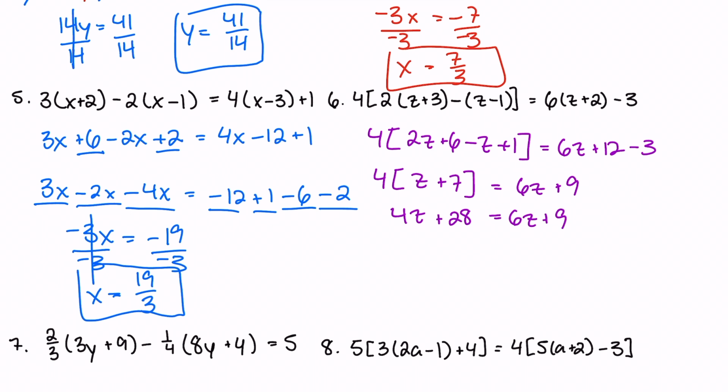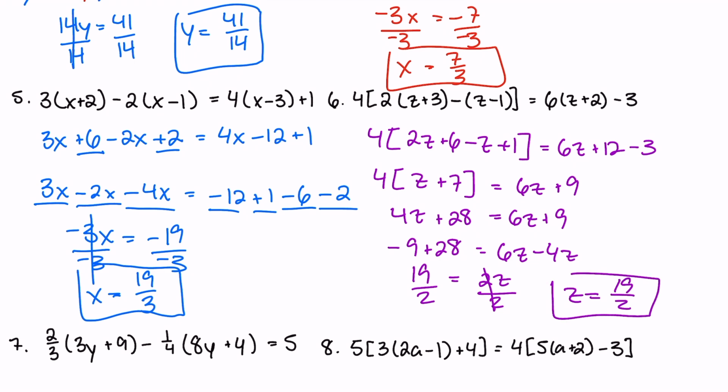So I'm going to move my 4z to the right and my 9 to the left. So doing that, we get negative 9 plus 28 is equal to 6z minus 4z. So that gives us 19 is equal to 2z. And to isolate z, we need to divide by 2 on both sides. So z is equal to 19 over 2. And that's our final answer.